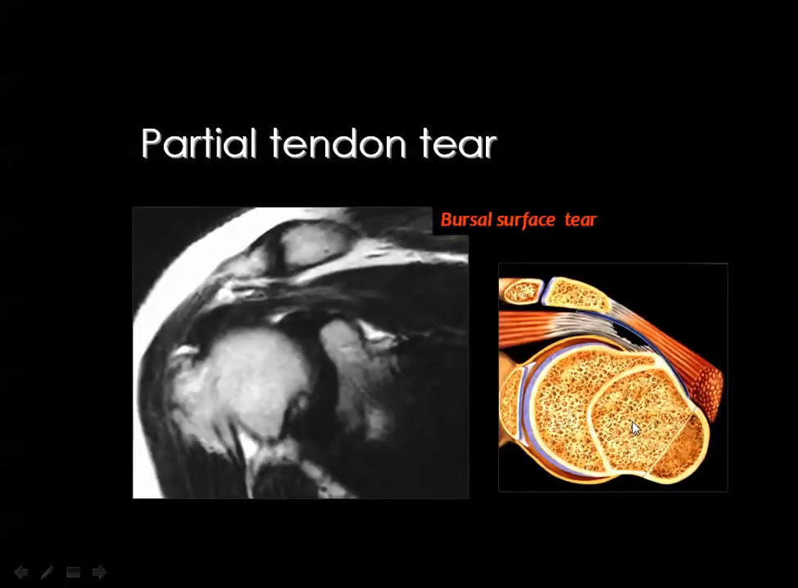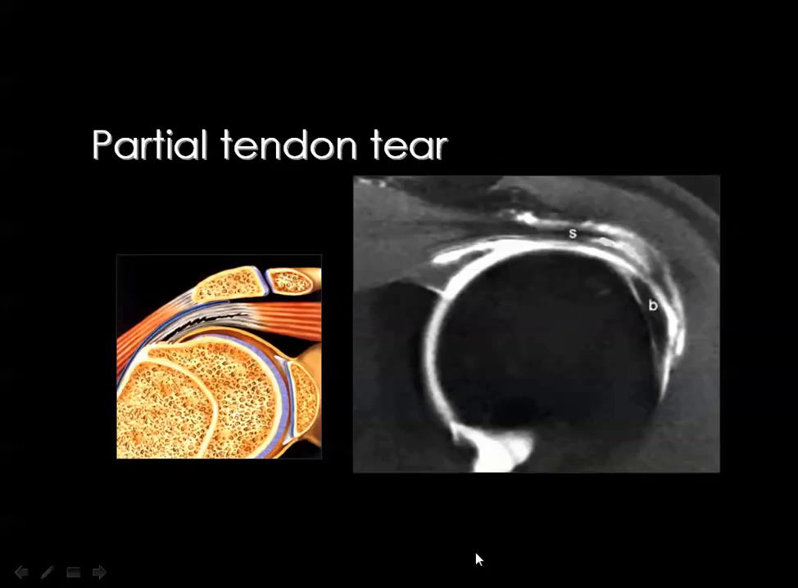Then bursal tear affects the surface of the tendon facing the subacromion subdeltoid bursa. And look in this example, this is the acromioclavicular joint. This is the supraspinatus muscle and the tendon. The inferior fibers are intact, reaching the greater tuberosity. The superior fibers are disrupted here with fluid signal, diagnostic of partial bursal surface tear.